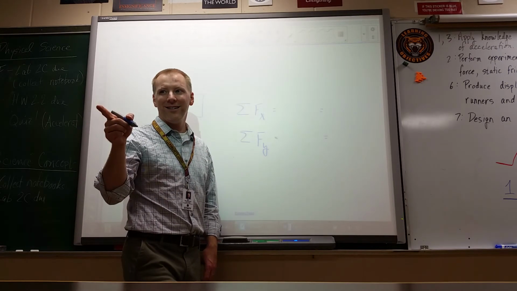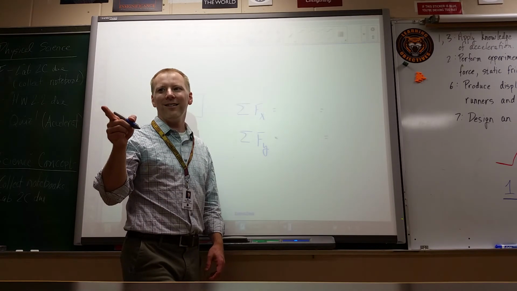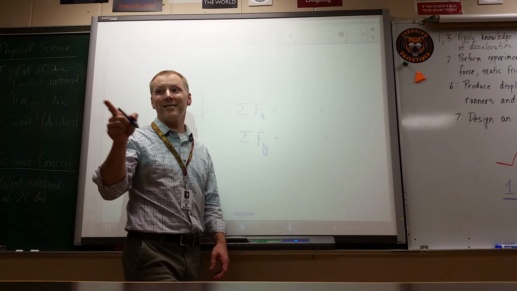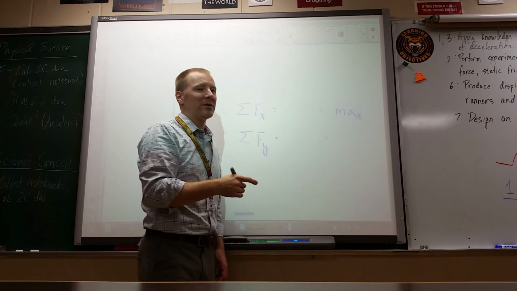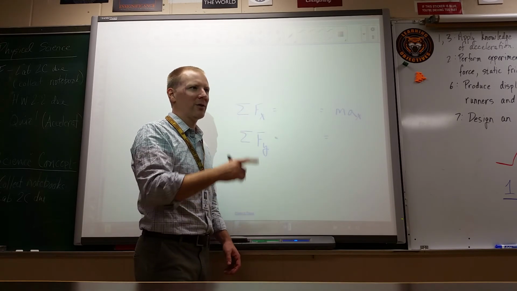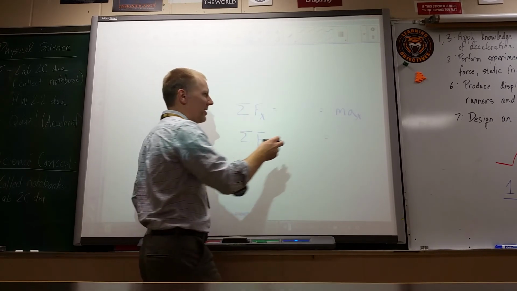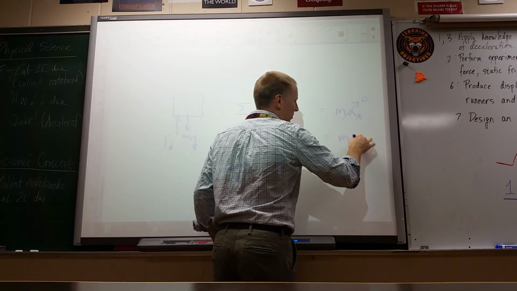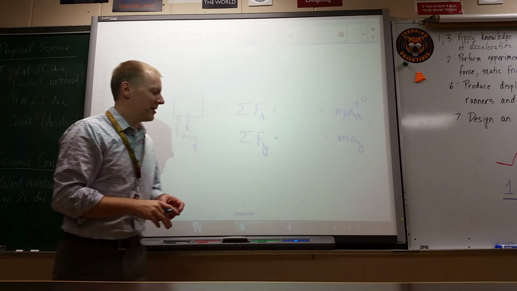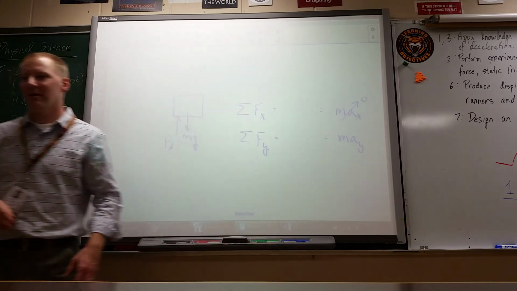Mass times acceleration. Mass times acceleration in that direction, which might be 0 if it's not accelerating. If you know that it's not accelerating, it's okay to cross that out and put 0. But sometimes you won't know. Sometimes you'll have to find that acceleration, so you'd leave it like that. Okay.